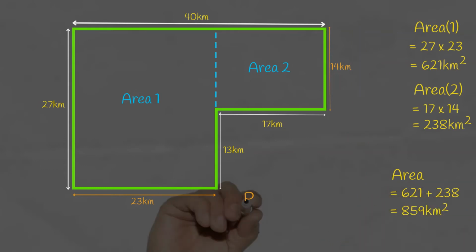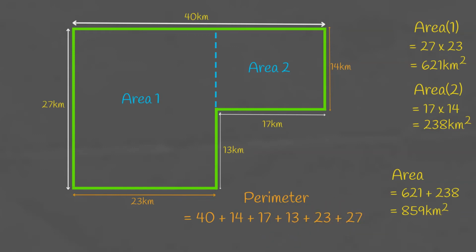And as before, to work out the perimeter for this shape, we want to add all of the sides together. So the perimeter is equal to 134 kilometres.